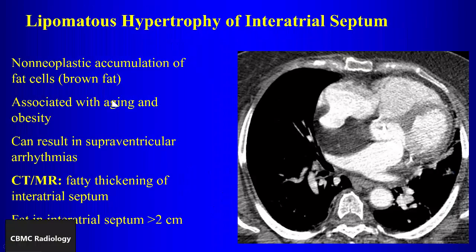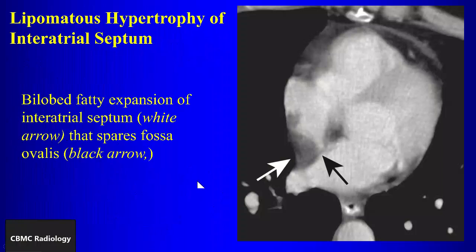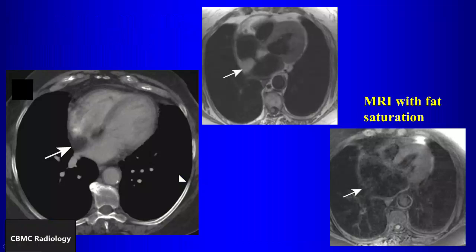It is brown fat associated with aging and obesity, can be associated with arrhythmia because the SA node lives there. Fatty thickening of the interatrial septum if it's more than 2 centimeters, the criteria for diagnosis. Okay? There's a nice dumbbell shape, drops out there, the fossa ovalis. And you can show it's fat with fat saturation. If you see when it drops out, of course, you can see it's fat when you look at the CT.